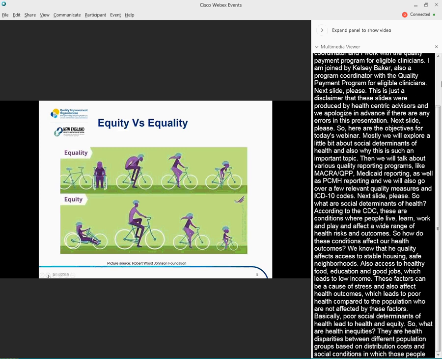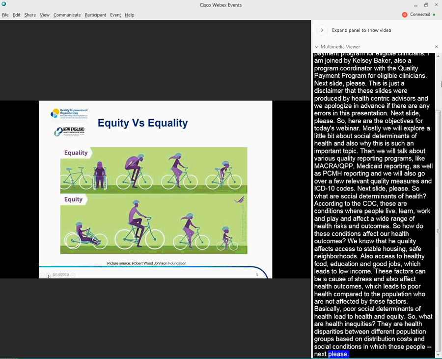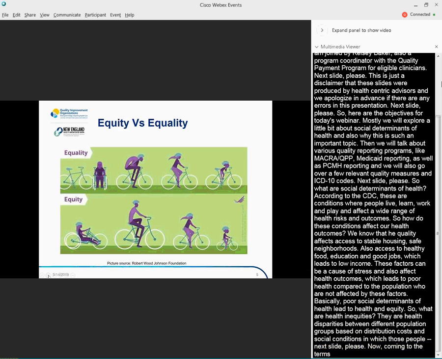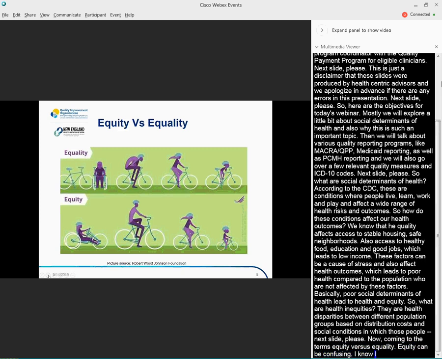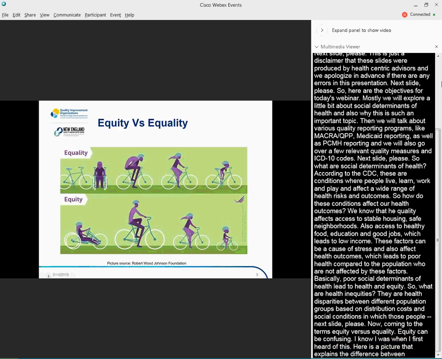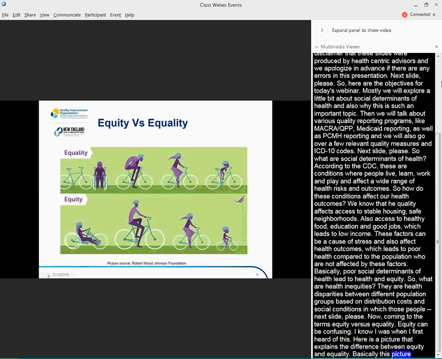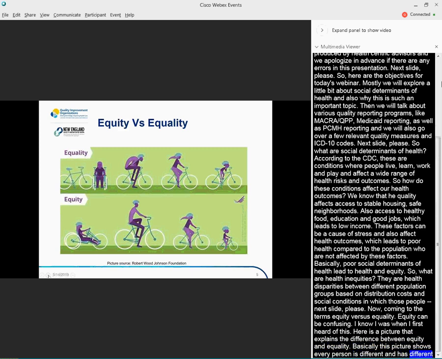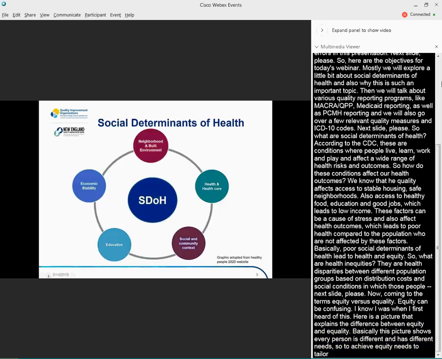Now coming to the term inequities or equity. So the word equity can be confusing. I know I was confused when I first heard of this concept. So here is a picture that explains the difference between equity and equality. Basically, this picture shows each person is different and therefore has different needs. So to achieve equity, one needs to tailor the resources you provide to people according to their needs, just like in the second half of this picture.